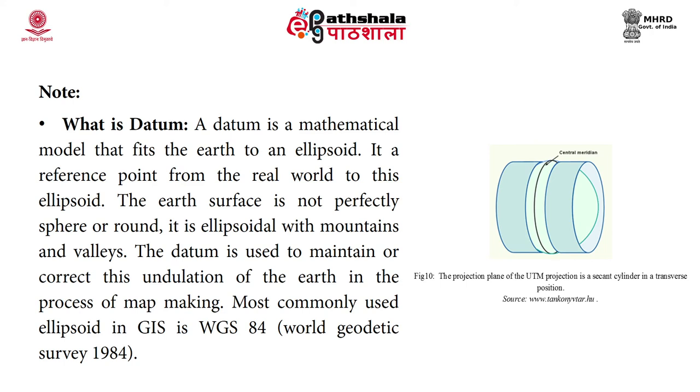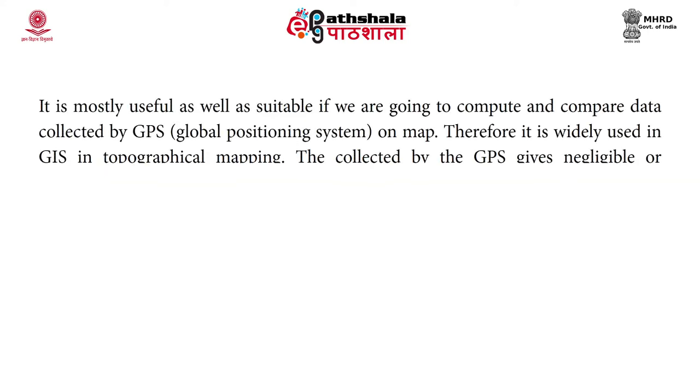The most commonly used ellipsoid in GIS is WGS-84, that is World Geodetic System 1984. It is most suitable if we are going to compute and compare data collected by GPS, that is Global Positioning System, on the map. Therefore, it is widely used in GIS in topographical mapping. Data collected by the GPS would otherwise give a negligible or considerable shift.